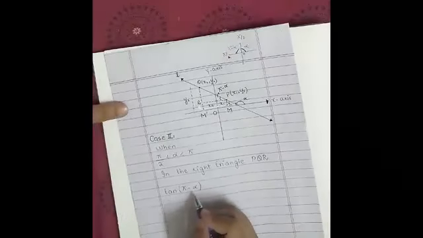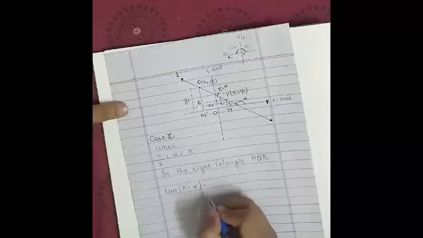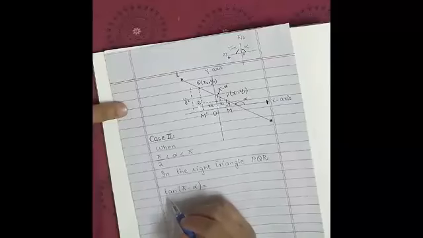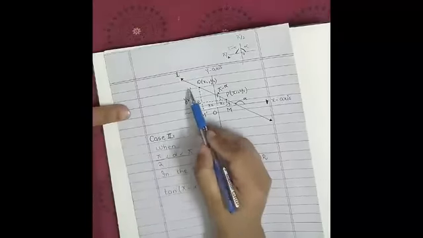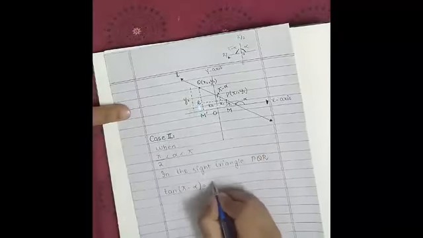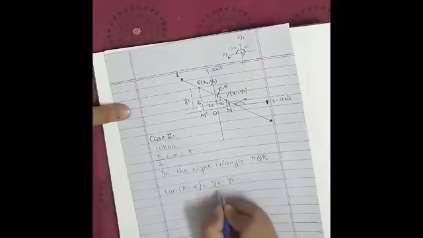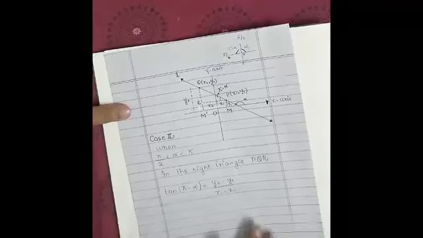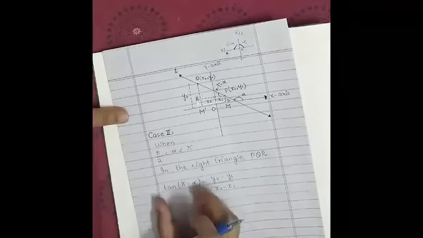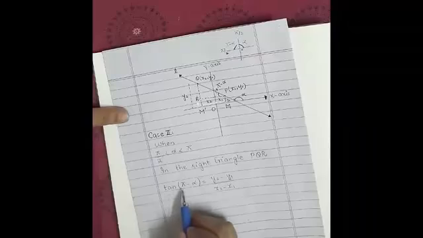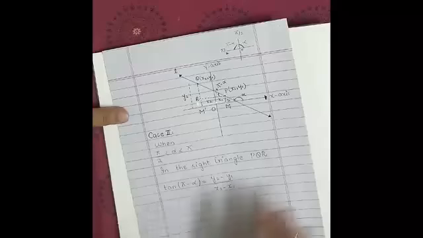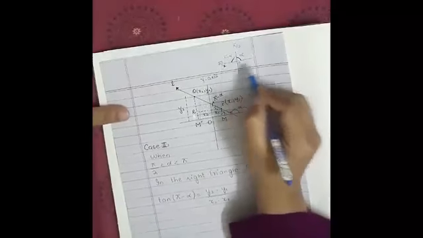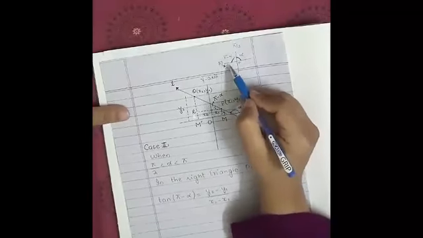tan pi minus alpha, which is equals to, the value of tan is equals to perpendicular divided by base. So the value of perpendicular would be same, y2 minus y1 divided by x2 minus x1. Now we will solve this term. This is tan pi minus alpha. In 4 quadrants like this, pi is this.